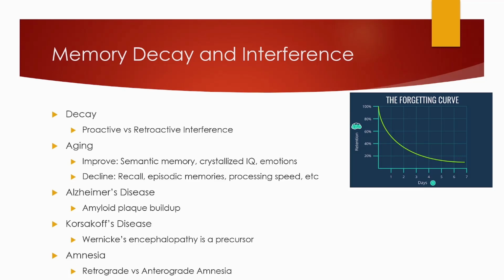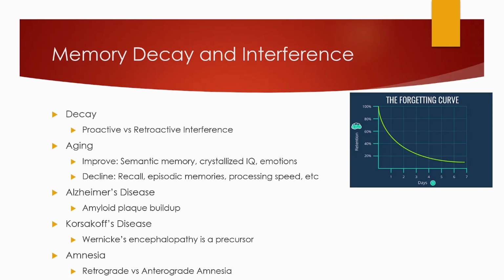But lastly, let's talk about memory decay and interference. Over time, we do eventually forget things that aren't encoded into our long-term memory. And this occurs in a shape like this. It's called the Ebbinghaus forgetting curve. There are two types of interference that mess with our memory. Let's talk about proactive interference, which is when something that we learned in the past impairs our future learning. Retroactive interference is when new learning impairs old information.